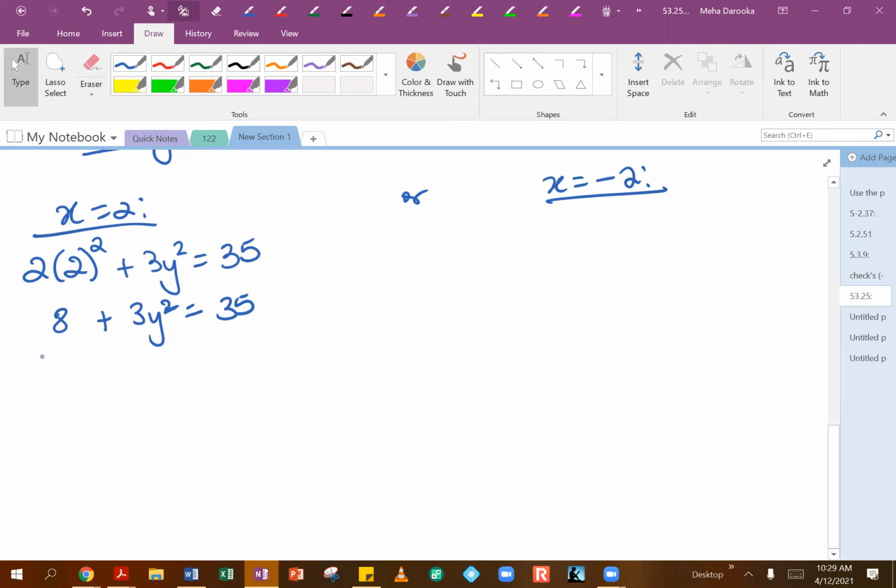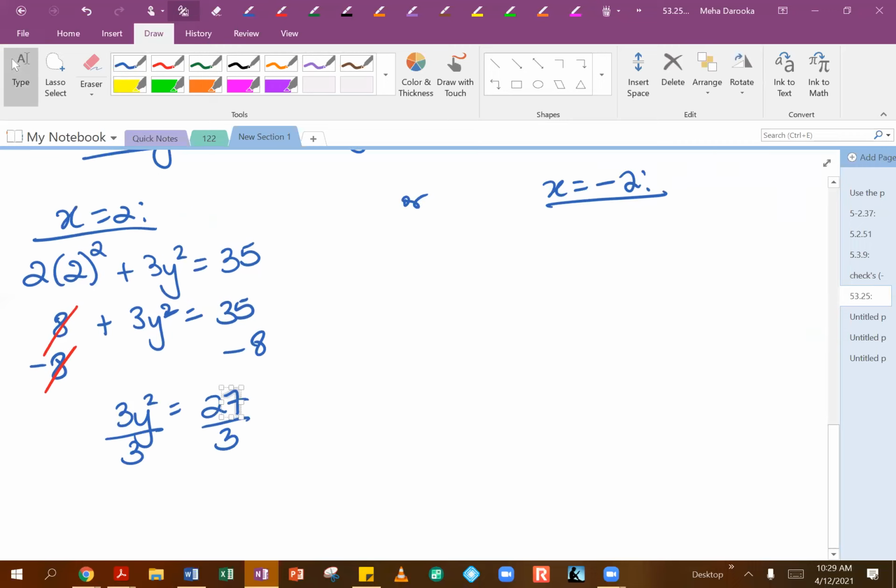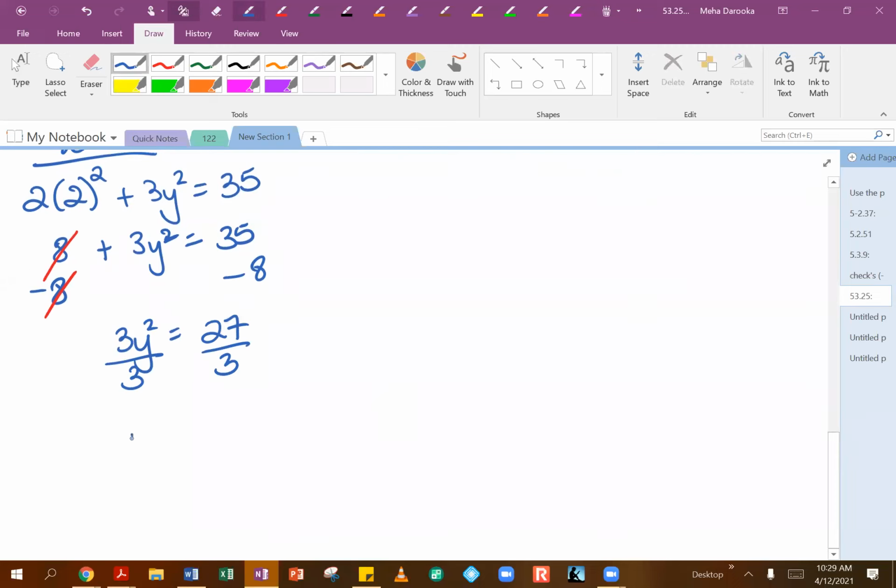And just go ahead and solve that like you would any equation. We are trying to get our y value by itself. So what will this end up giving us? So 35 minus 8 will be 27. And again, 27 goes into 3, so that would be a nice simplification. 27 divided by 3, of course, gives us 9. So again, a perfect square number.